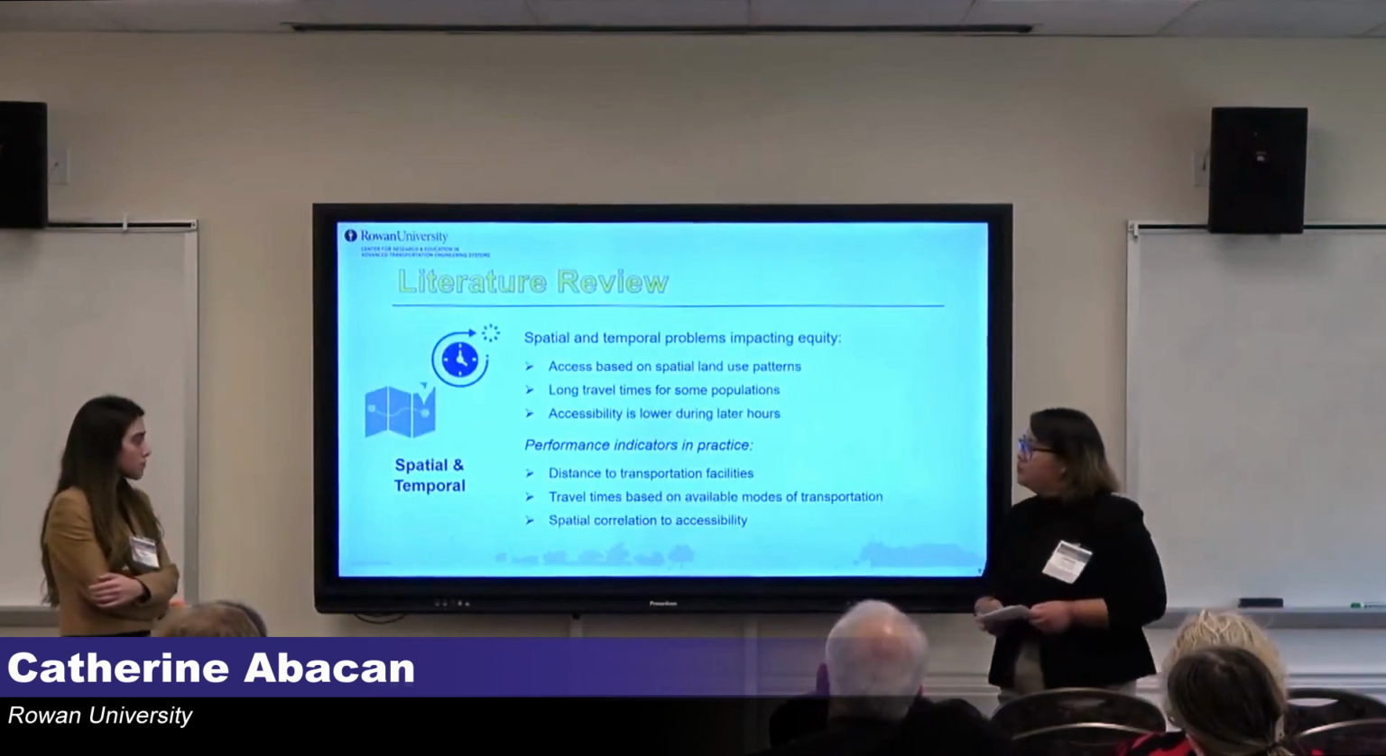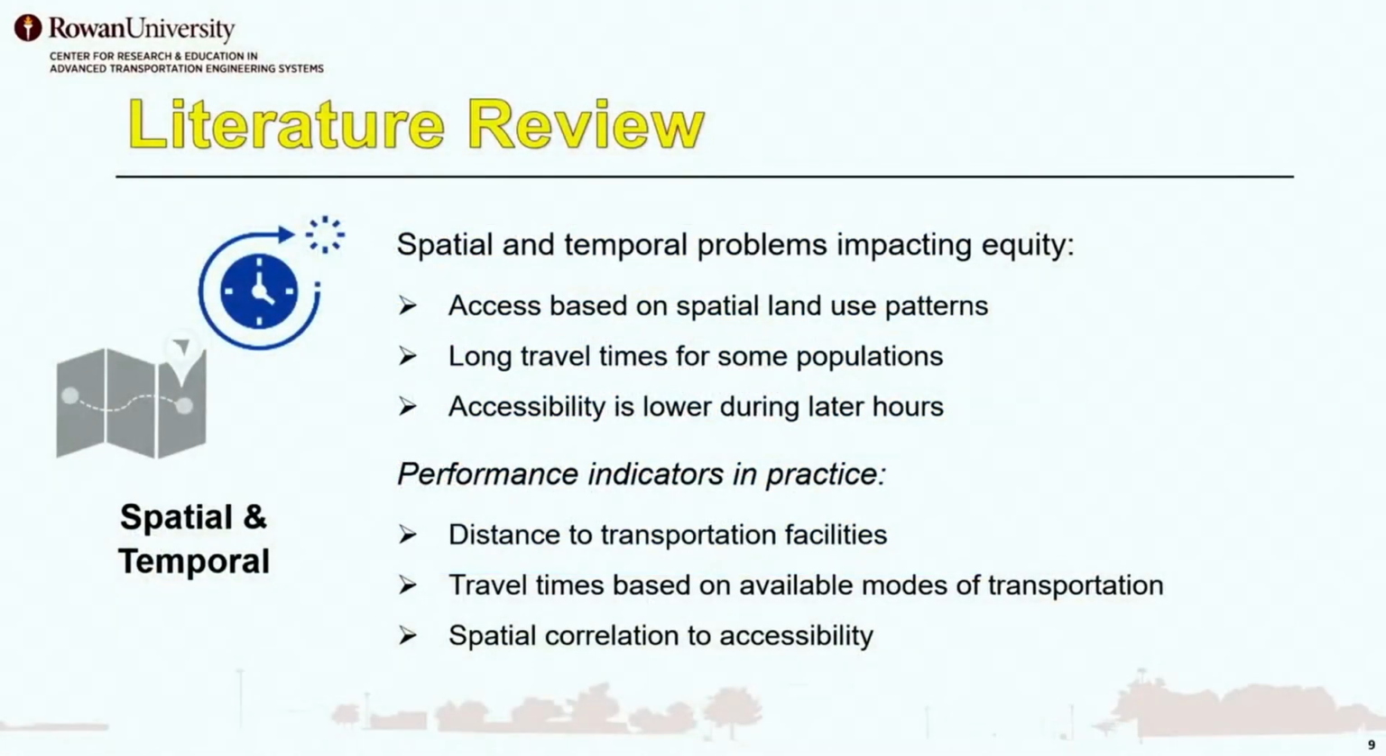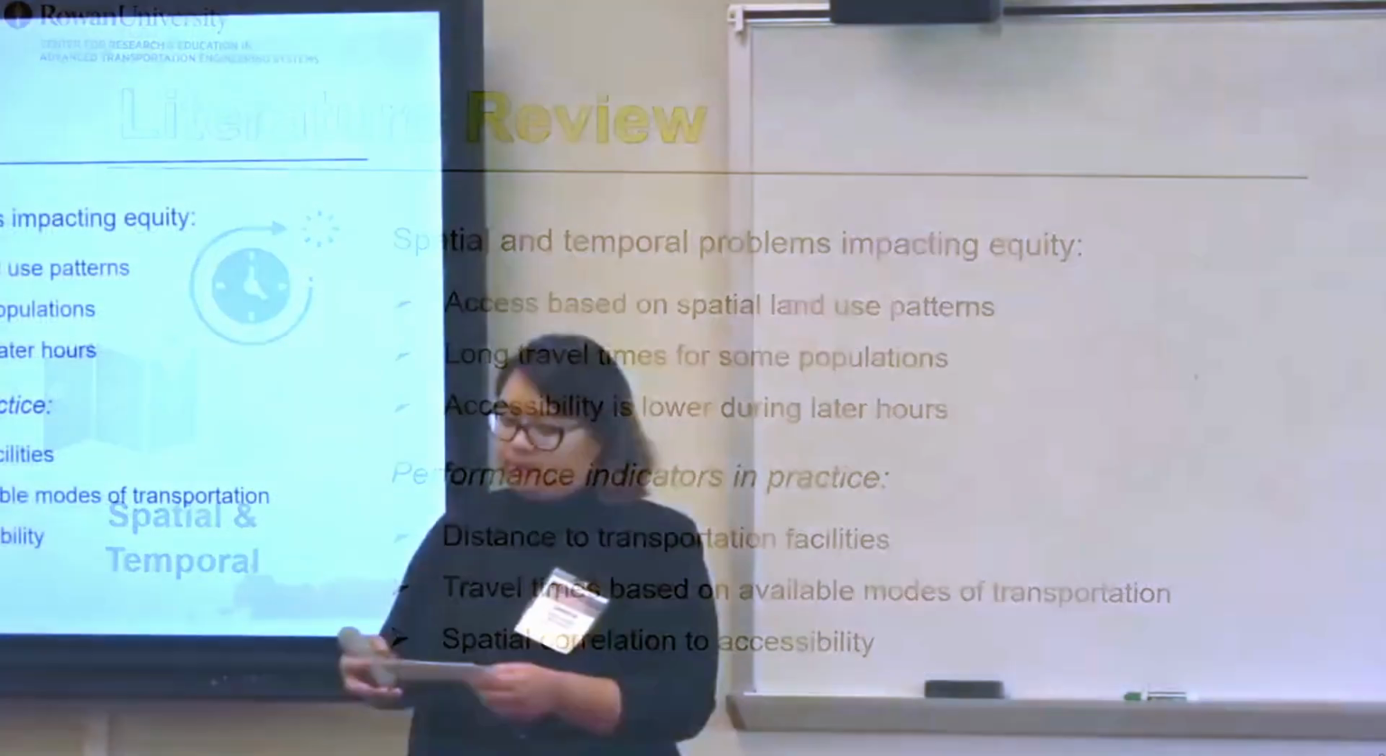And then next we'll go into spatial and temporal. So this looks into the distribution of places, of people and services, and also the timeliness of service availability. Access based on spatial land use patterns. This is looking at access in mixed use areas versus other land use areas. Long travel times for some populations, so that some people can be disadvantaged in that sense. Accessibility is also lower in later hours, so this will negatively impact people who might work late shifts.